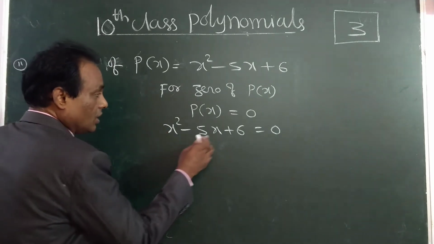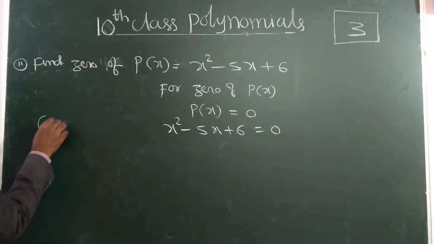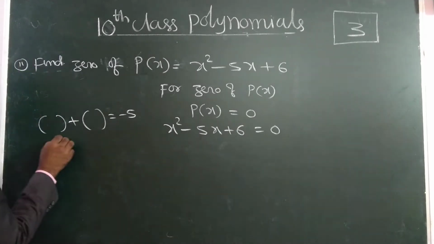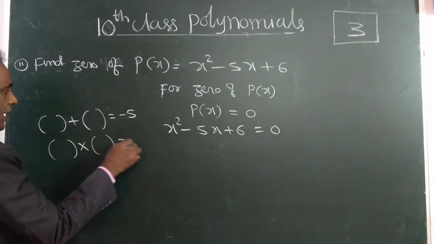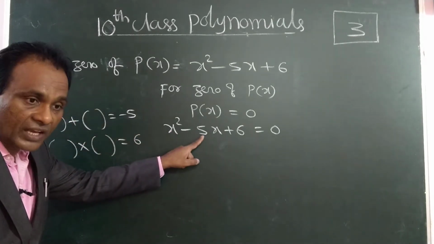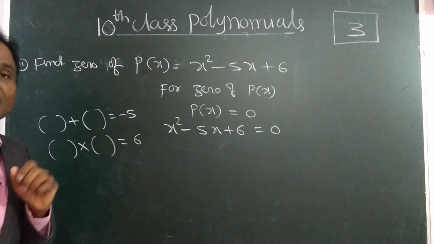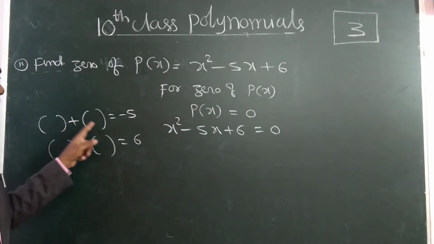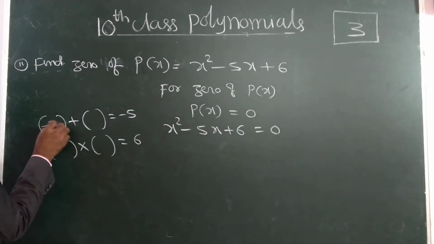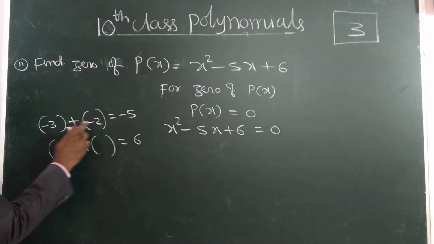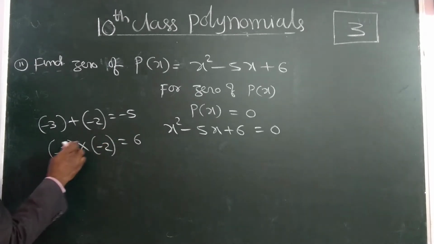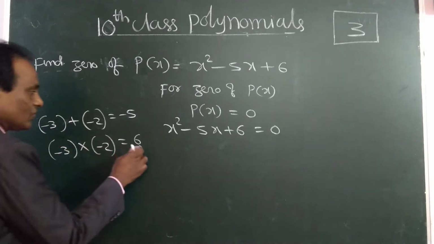Just look at it. You have to tell two numbers whose sum is minus 5 and whose product is 6. Adding we have to get minus 5, multiplying we have to get 6. So minus 3 and minus 2. Minus 3 minus 2 is minus 5. Minus 3 into minus 2, minus into minus is plus, 3 into 2 is 6.